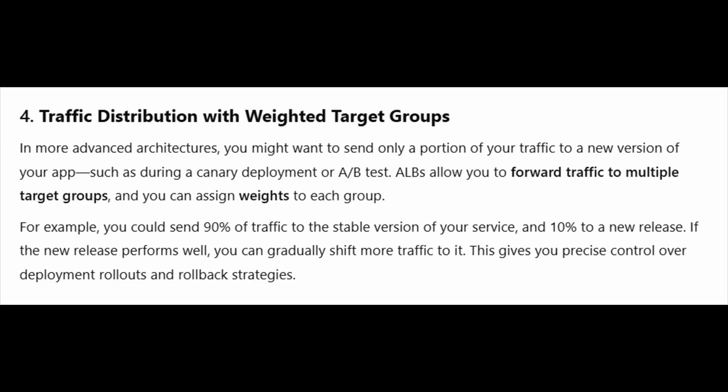ALBs allow you to forward traffic to multiple target groups, and you can assign weights to each group. For example, you could send 90% of traffic to the stable version of your service and 10% to a new release. If the new release performs well, you can gradually shift more traffic to it. This gives you precise control over deployment rollouts and rollback strategies.